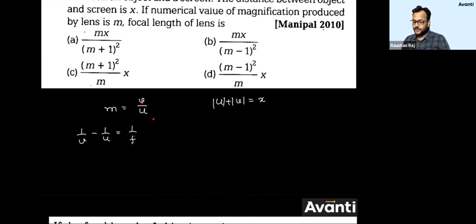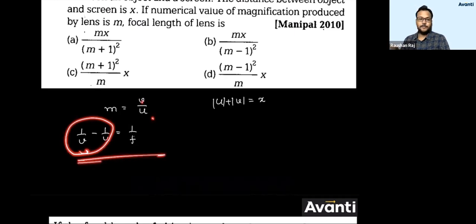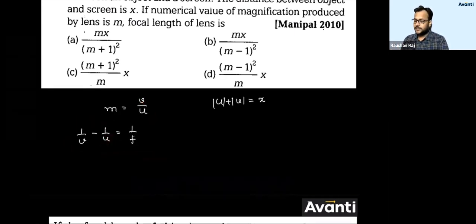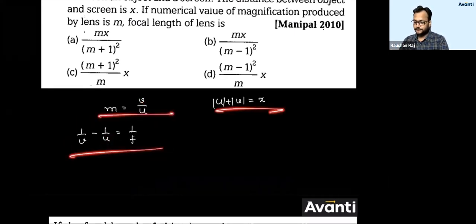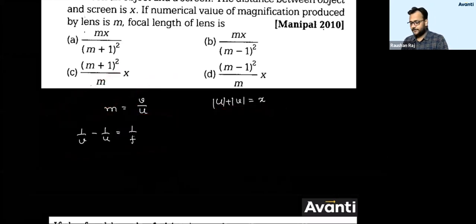f कैसे मिलेगा? तो 1 by v minus 1 by u is equal to 1 by f. I need to get this value. So try to get the value of v in terms of u. उसके बाद इधर put करो, f का वैल्यू मिल जाएगा तुम्हें m और x के फॉर्म में, ठीक है? So these are the three relations that will be used here. आप कर लेना, हो जाएगा, ठीक है?